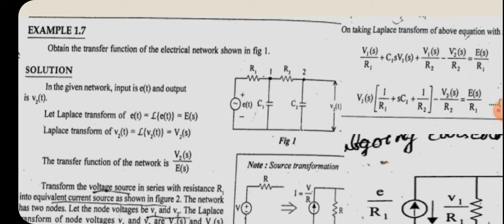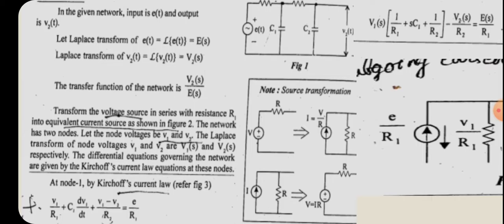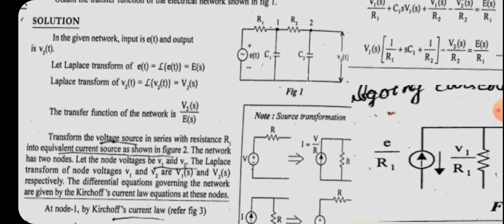So first of all we have to write the Laplace transform for input, that is, the Laplace transform of E of t will be equal to E of s, and the output is V2 of t. So the Laplace transform of V2 of t is equal to V2 of s. And the transfer function of the network is output divided by input. That will be equal to V2 of s divided by E of s. That is the transfer function.